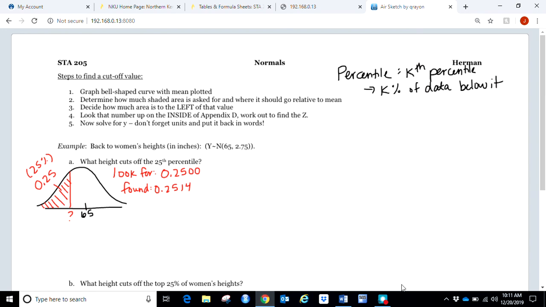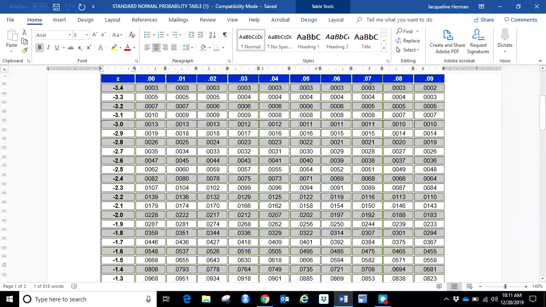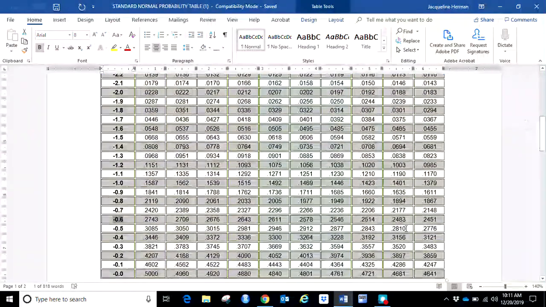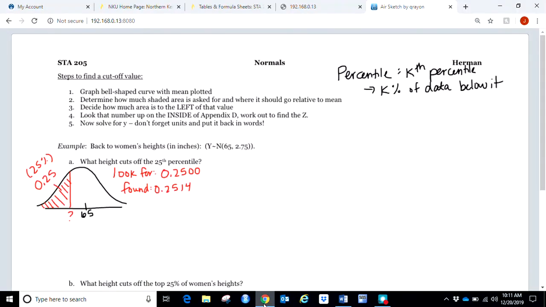But again, remember, that's not my answer for my z. Now that I know where I'm looking, I've got to look at what row, negative 0.6, and what column, that 0.07, correspond to this value that I found. So putting those together, I'm going to get a z of negative 0.67. Or I'm going to have to go 0.67 standard deviations below the mean to get that 25th percentile.